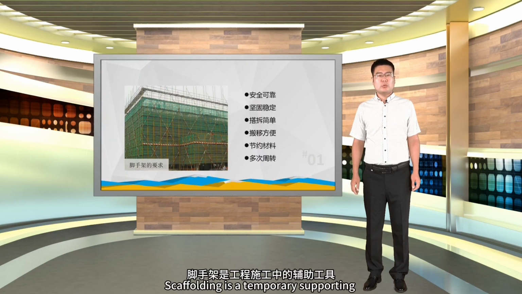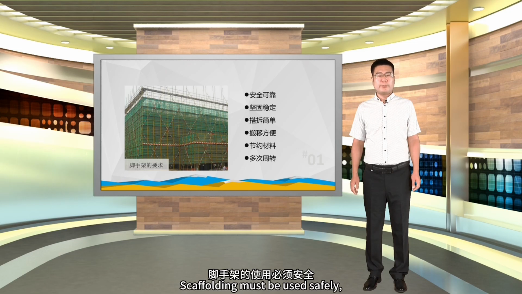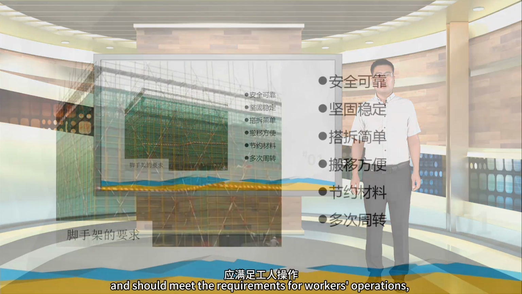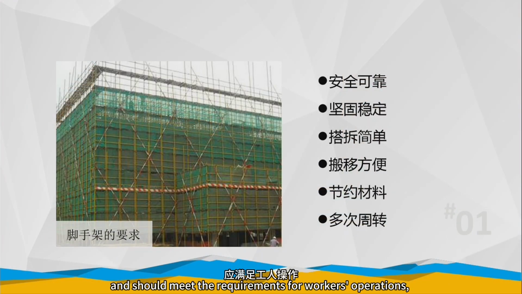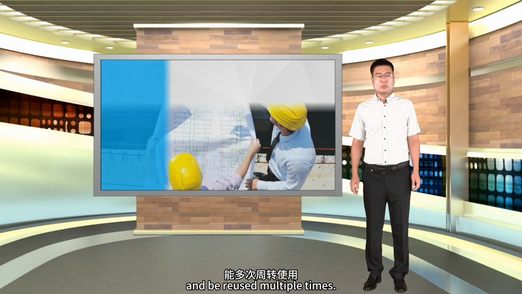Scaffolding is a temporary supporting structure used during construction. It needs to be completely removed upon project completion. Scaffolding must be used safely and should meet the requirements for workers' operations, material stacking, and transportation. It should also be safe, stable, and reliable, easy to assemble, dismantle, and move, use materials efficiently, and be reused multiple times.